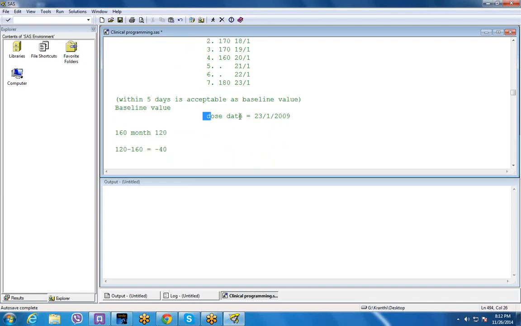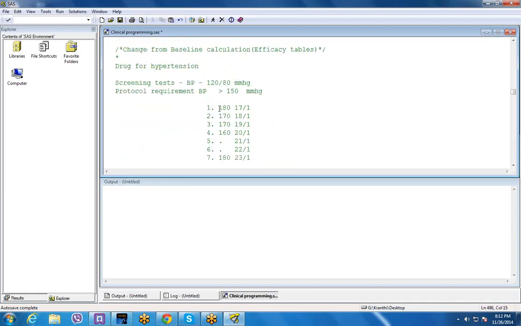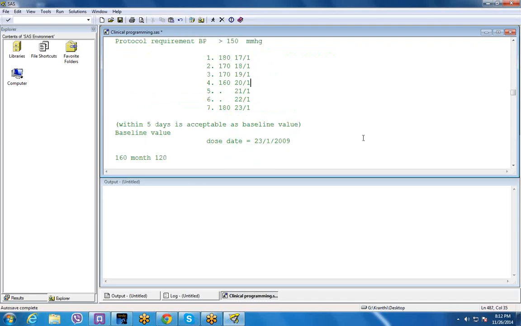Now, the dose is given to the patient, considering all the baseline, with no value showing less than 150. Just by looking at this, we consider him a hypertensive patient, and we give the medicine on 23rd January. Then which one will you consider as the baseline? Baseline means the value we use for the calculation purpose. So which one from all these will you consider as the baseline?